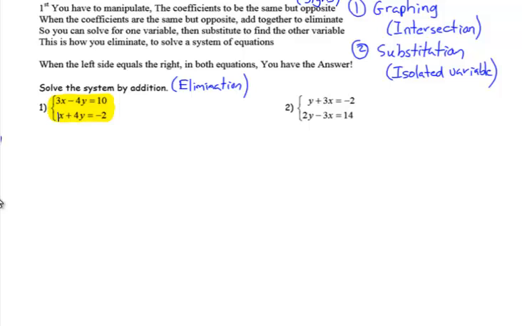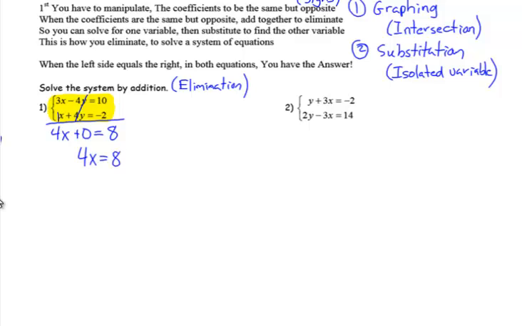Line 2. When the coefficients are the same but opposite, add together to eliminate. Pause. Add together. 3x plus 1x is 4x. -4y plus 4y is plus 0. Don't forget the other side of the equal sign. 10 plus -2 is 8. So, what have we done? We eliminated the y variable, and we've just come up with an equation, 4x equals 8.